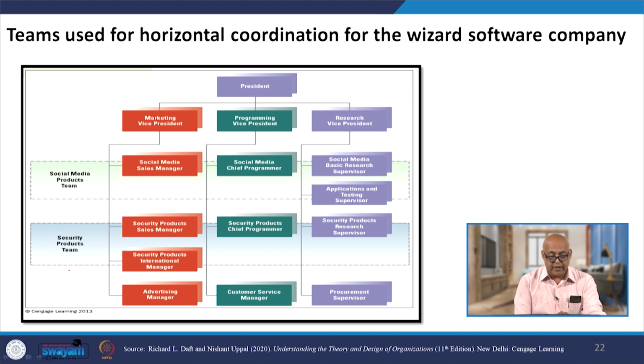The security product team is responsible for security product sales, with international managers and advertising managers. In the case of programming, there is the vice president, security products chief programmer and the customer service manager. In the case of research, the vice president and the procurement supervisor are making the differences there.